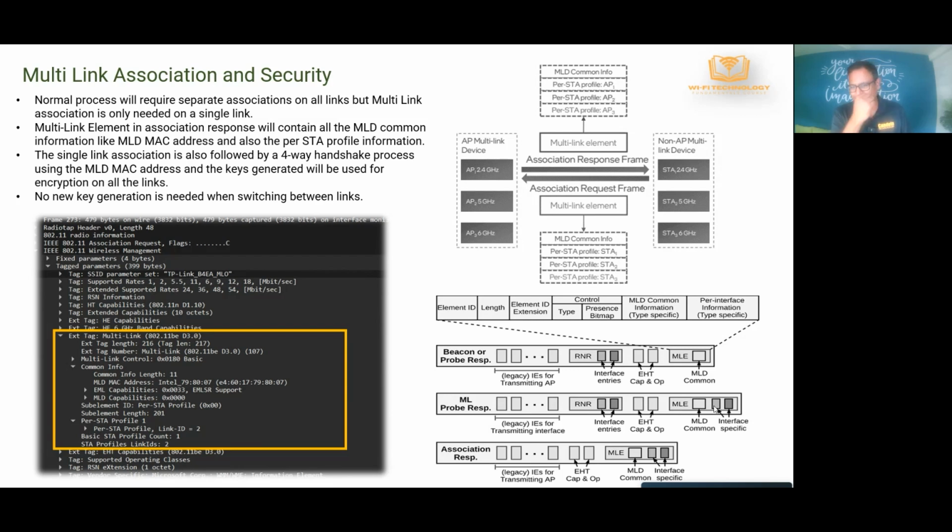So again, to remind everyone, if you want to operate multiple bands between the station and the access point, you don't have to associate across all the bands. You have to just associate and go through the connection and security process on any one of the bands. And then on that band, as long as you're connected to the multi-link operation SSID, you will get access to the multiple bands that are supported in that access point for multi-link operation.